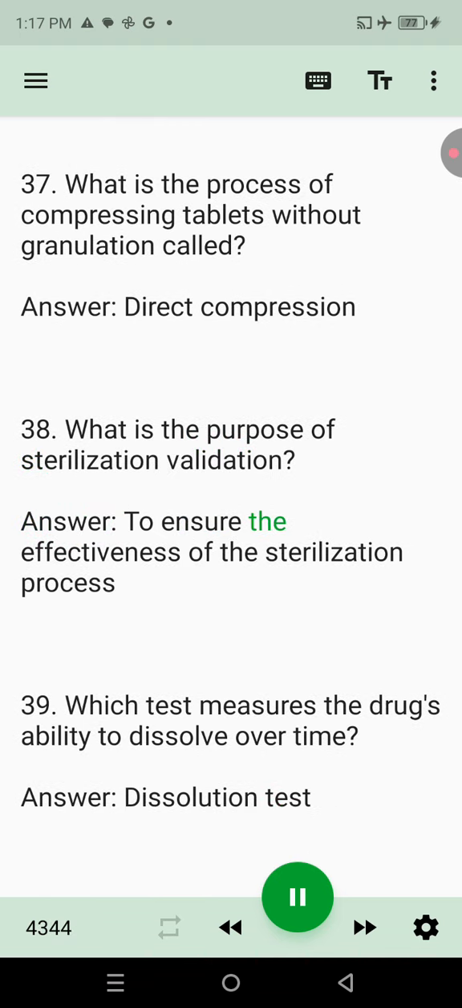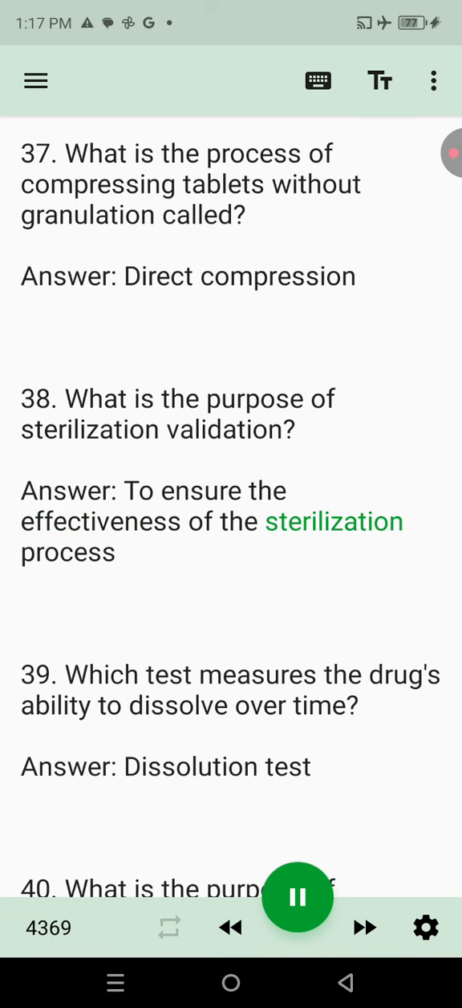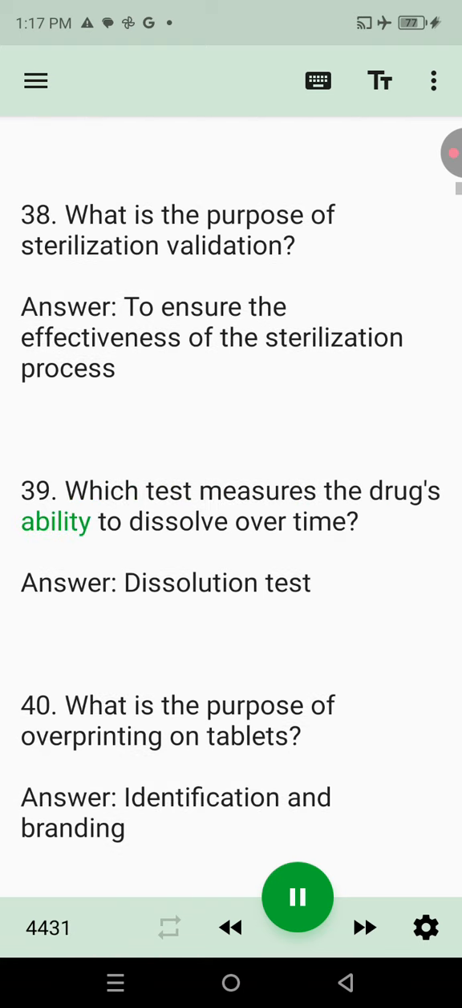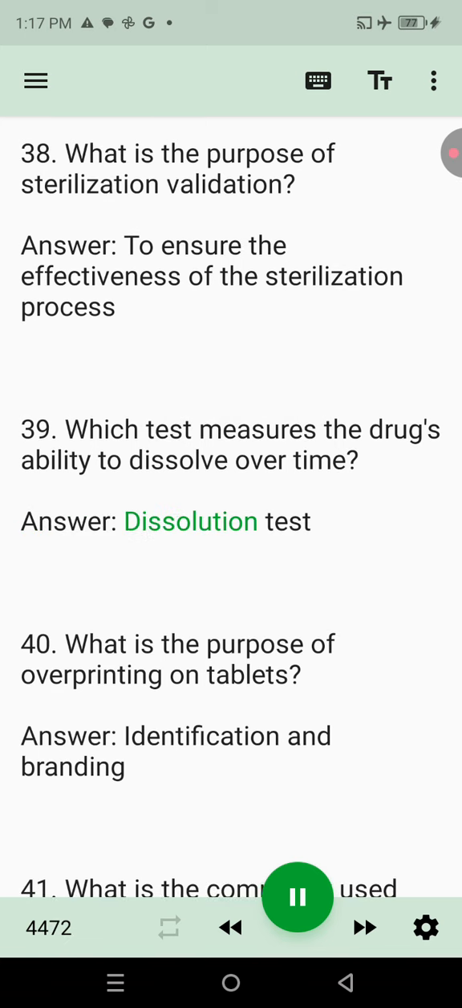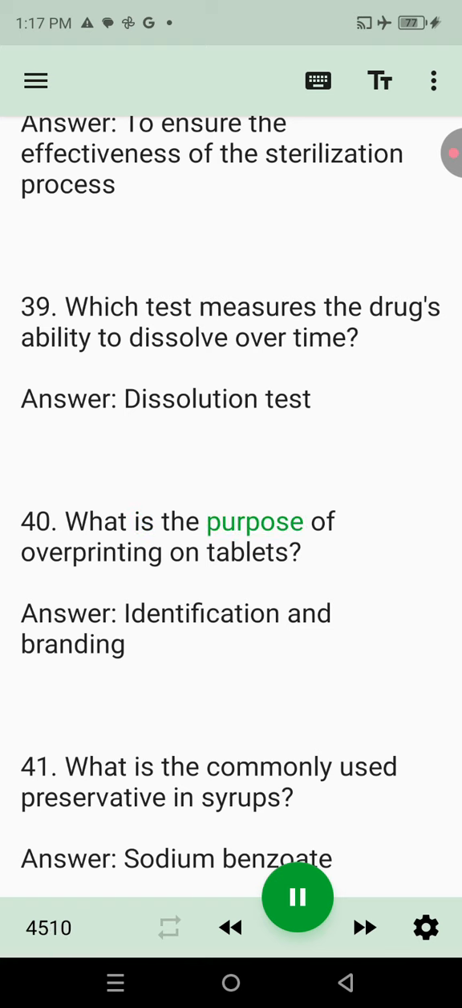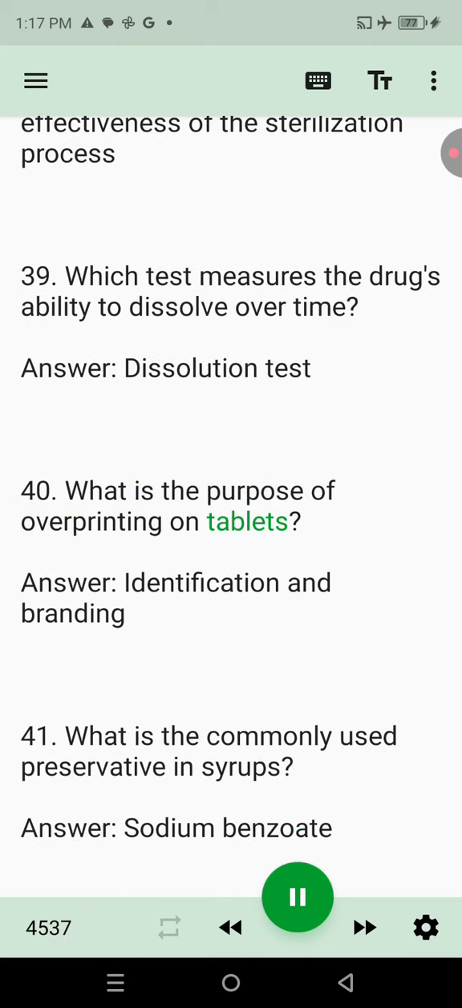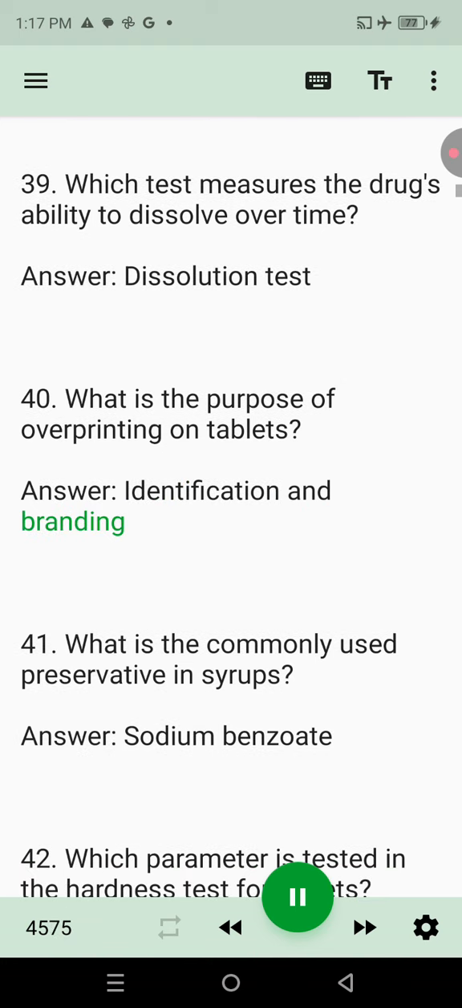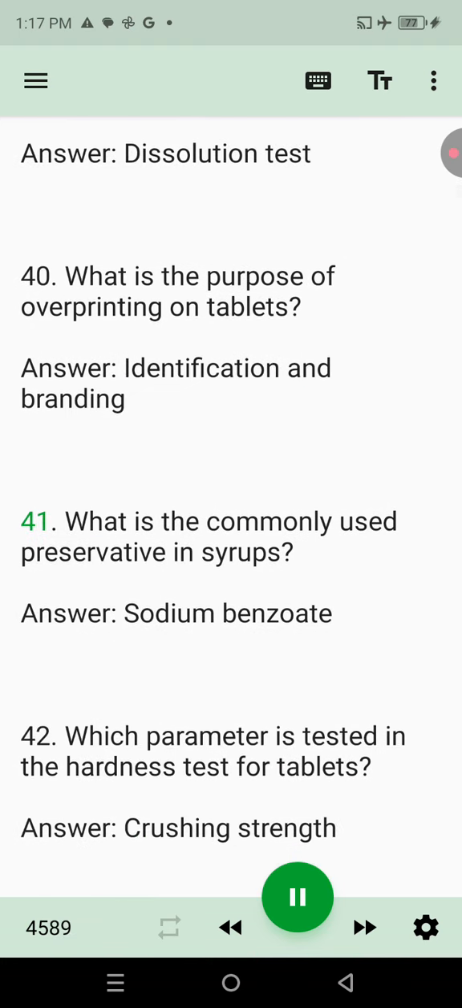38. What is the purpose of sterilization validation? Answer: to ensure the effectiveness of the sterilization process. 39. Which test measures the drug's ability to dissolve over time? Answer: dissolution test. 40. What is the purpose of overprinting on tablets? Answer: identification and branding.